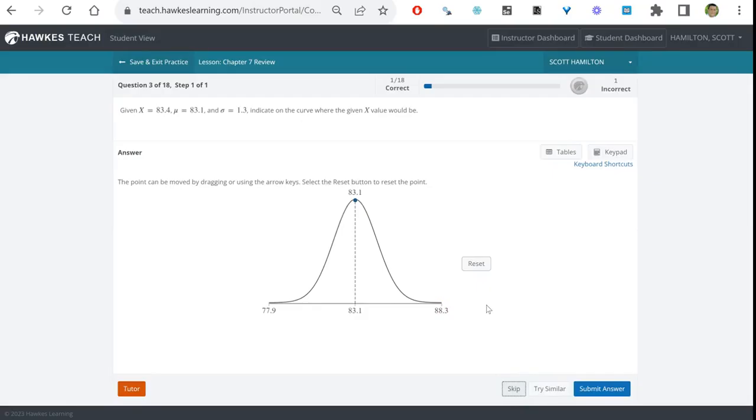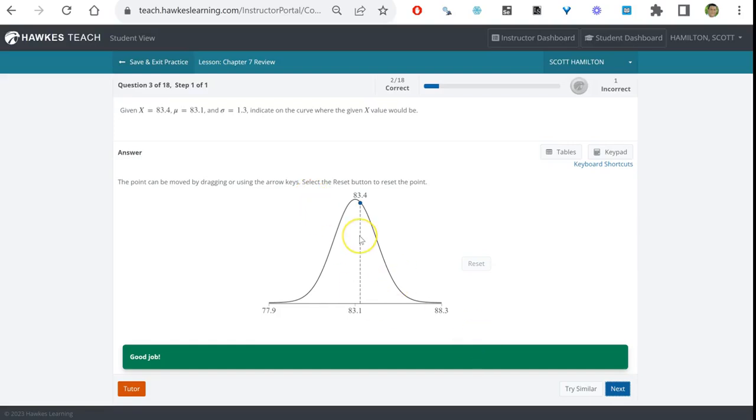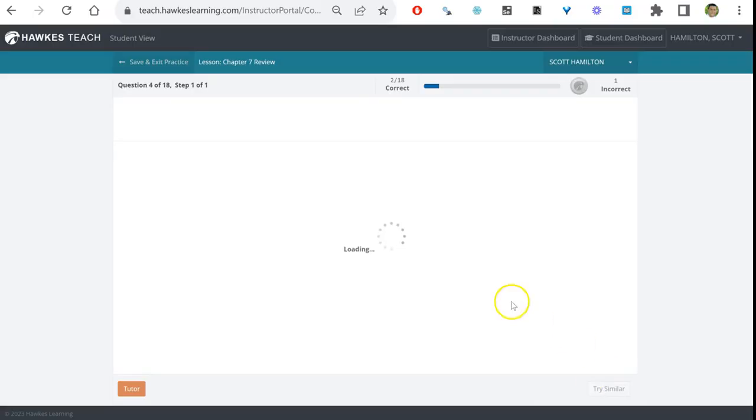Then we're also going to have questions where we need to indicate on the curve where the given x value should be. This will help us determine where different data observations in our data set would fall along our distribution curve. For this one, I'm given an x equal to 83.4, a population mean, a mu of 83.1, and a standard deviation, sigma, of 1.3. For these, it's like a little slide. I go from the mean, where they start me, and find 83.4, the marker of my x value as they've given to me. I'm going to submit that, and we see that's right. So those are going to be moving the slides in order to get where that x value is.